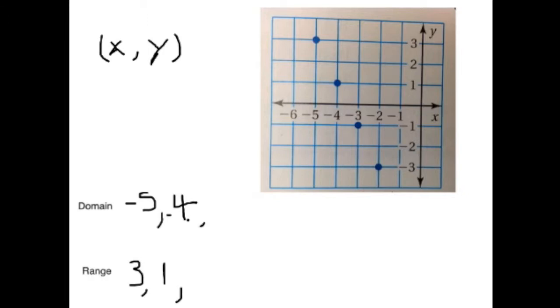The next one down is going to be x is -3 and y is -1. And then the last one's going to be x is -2 and y is -3. Now you have just figured out the domain and range of this linear function.